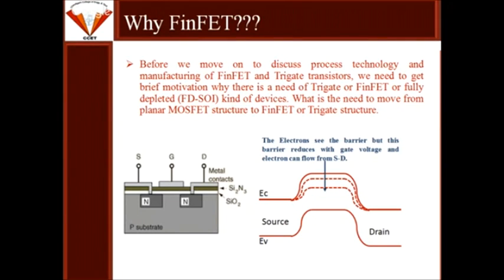So if we just try to find out what will happen if we apply some gate voltage. Whenever the gate voltage is applied, the electrons which are present in the bulk will be attracted towards the channel. And because of that, as we are increasing the gate voltage, the channel formation will be there. It means more and more electrons will move towards the interface, and the channel will be created.